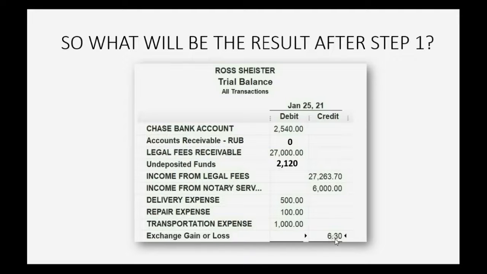Now, right now, we have a $6.30 gain. But if we put in a $10 loss against a $6.30 gain, we wind up with a net loss of $3.70. And these will be the numbers just after recording the first step of receiving the payment.